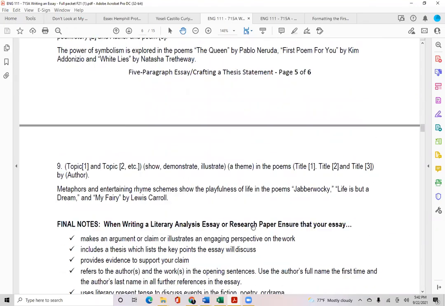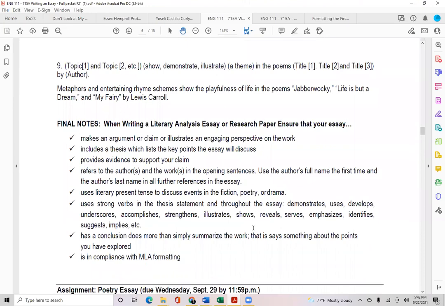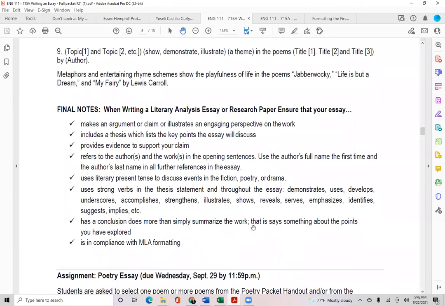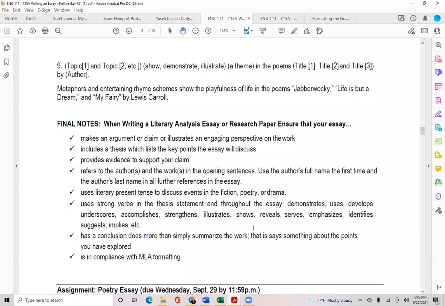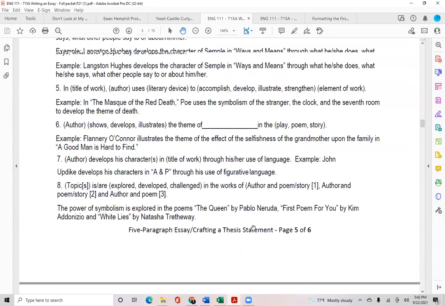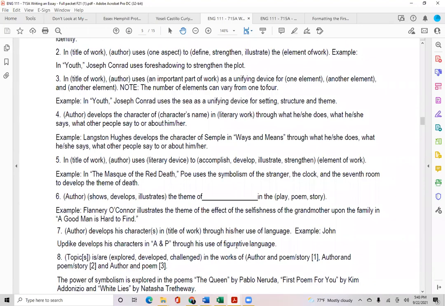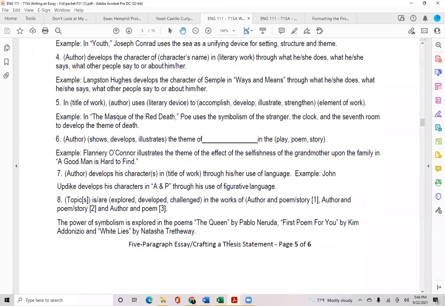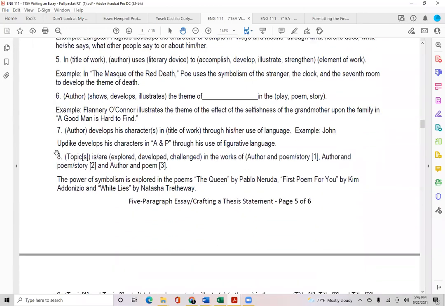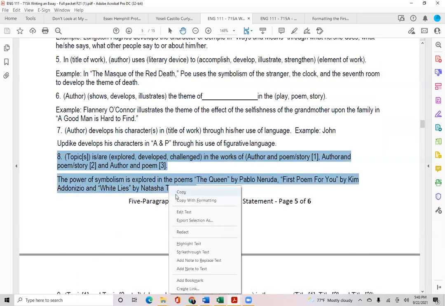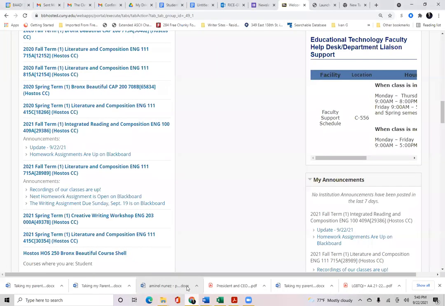So we went through some examples of thesis statements. And in the handout, there are different ways you can craft them, right? I'm trying to think of one, this will be helpful to you later on. Here's one, on number 8. So I'm going to pull number 8 out.